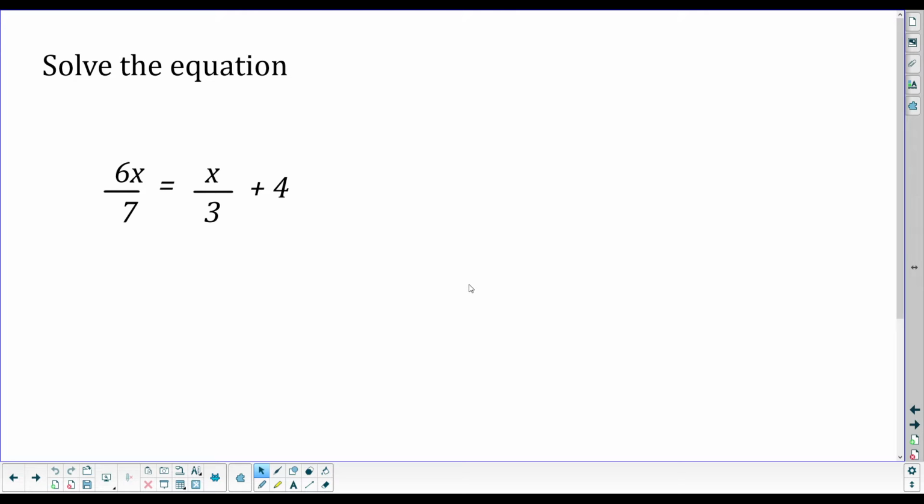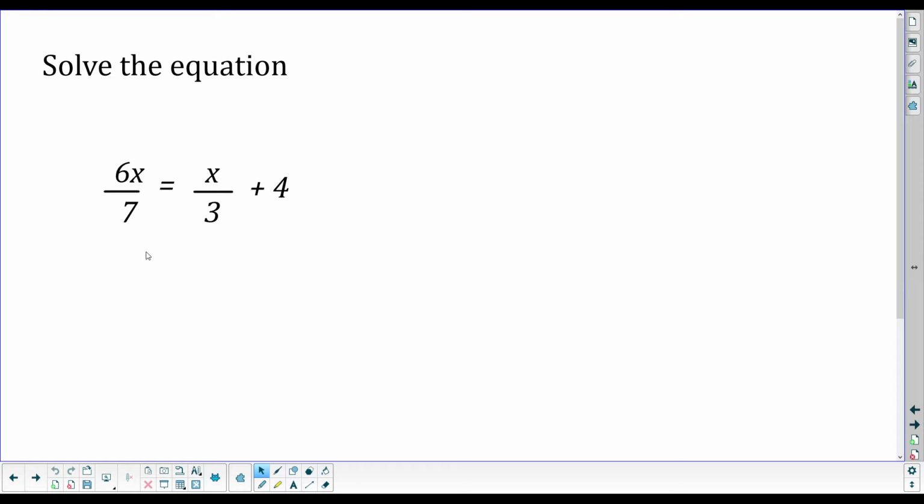So what we're going to do here is we're just simply going to try to get rid of the fractions in this equation. All right, so the way that we do this, right, this number down here, this 7 and this 3 means divided by. So we have something that's divided by 7 and we have something that's divided by 3, and this 4 is technically divided by 1. What we're looking for is a way to get rid of that.